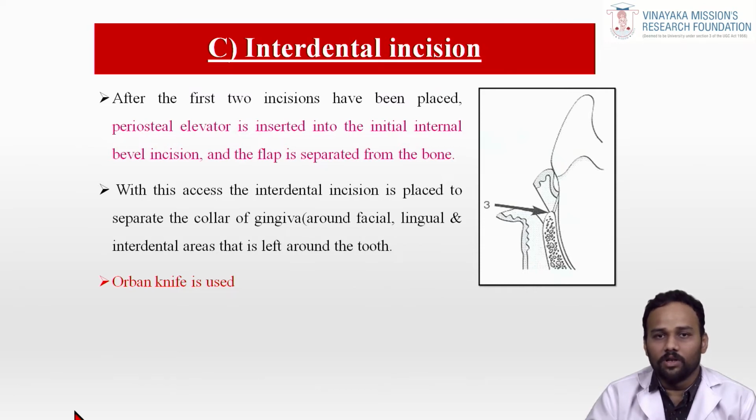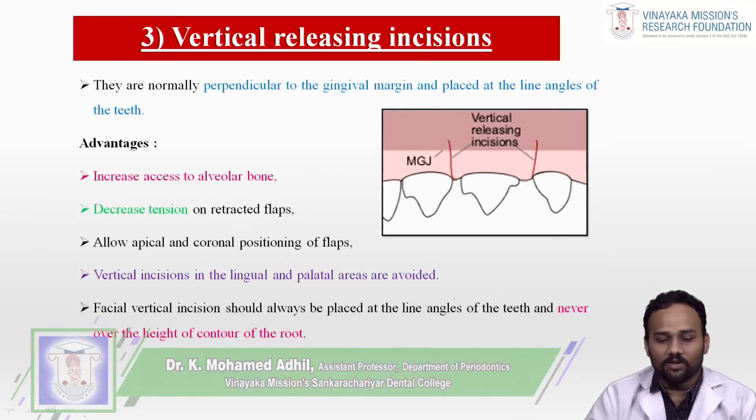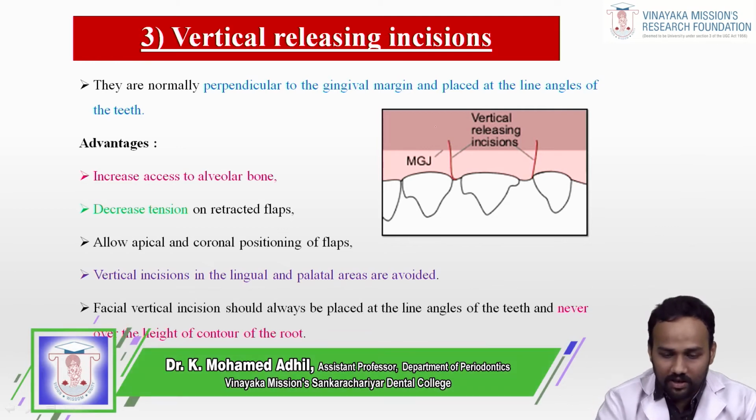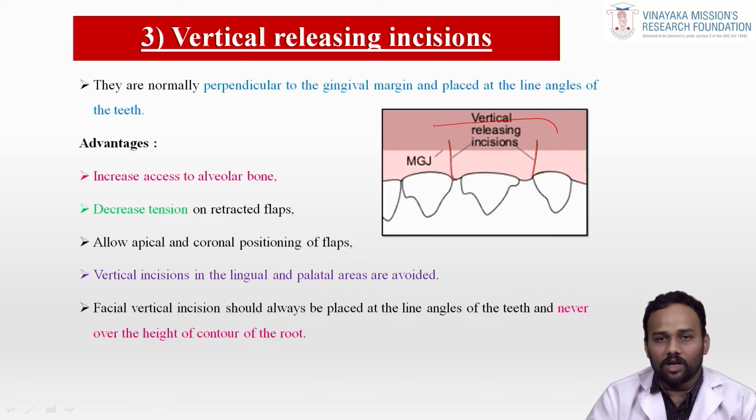Orban knife is most commonly used. Then come vertical releasing incisions. They are normally perpendicular to the gingival margin and placed in the line angles of the teeth, and they have to be extended till the mucogingival junction. The advantage is to increase access to the alveolar bone and decrease tension on the retracted flap.